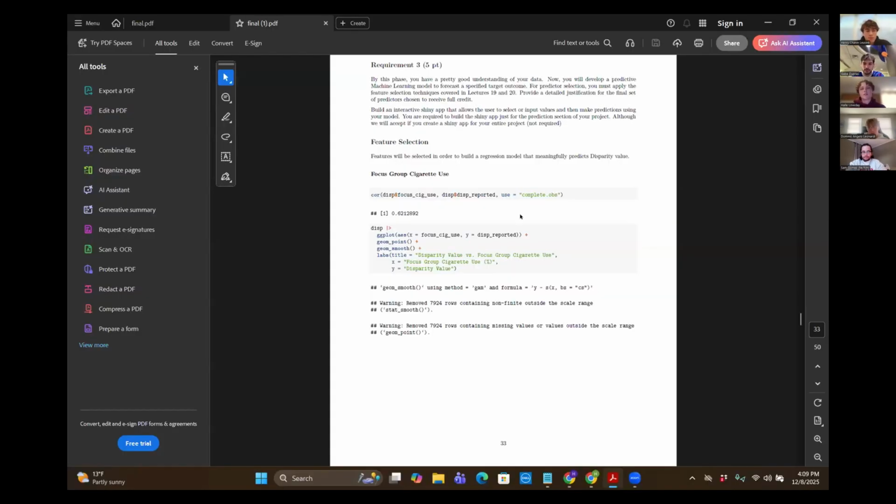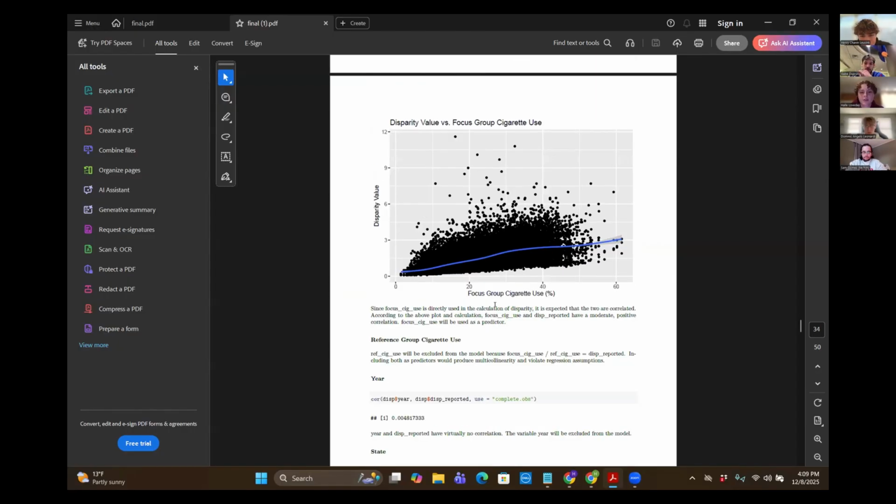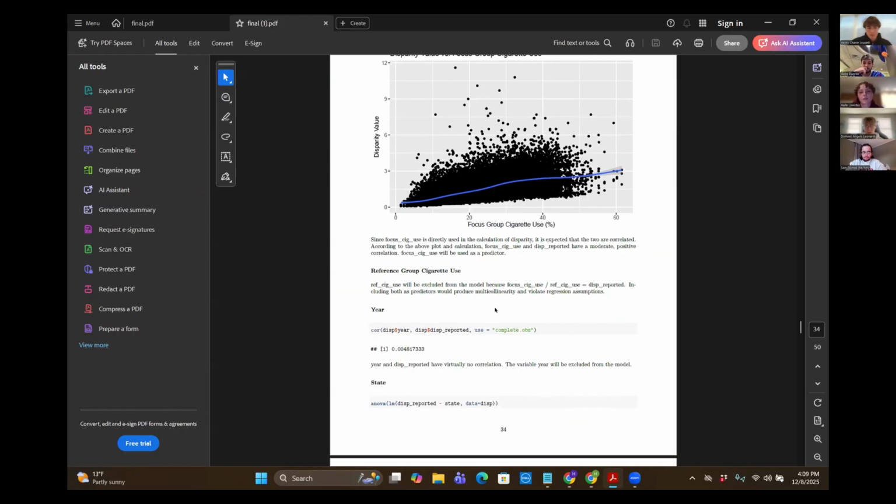So the next thing we had to do was create our model, obviously. I went through basically each of the variables in our DISP data set and did some small calculations to see if we could toss out any variables to begin with before actually making any models. So the first variable we're going to look at is focus group cigarette use. I calculated the correlation as well as made a small plot to show the correlation. As you can see, 0.62, it has mild positive correlation, which the plot also shows. So I decided to include focus group cigarette use in our model, which is expected because it's directly used in the calculation of disparity values. So that would make sense.